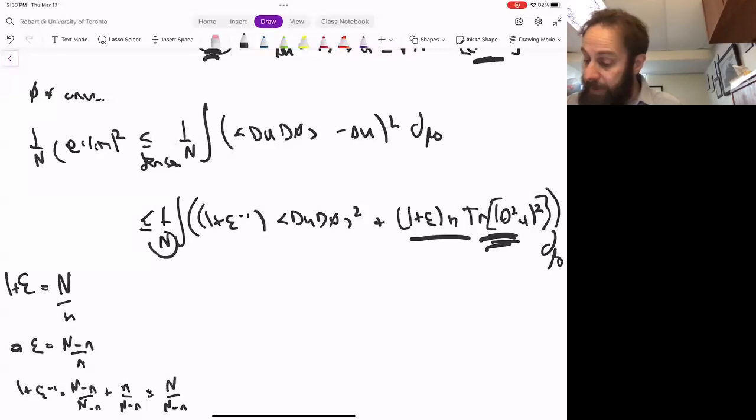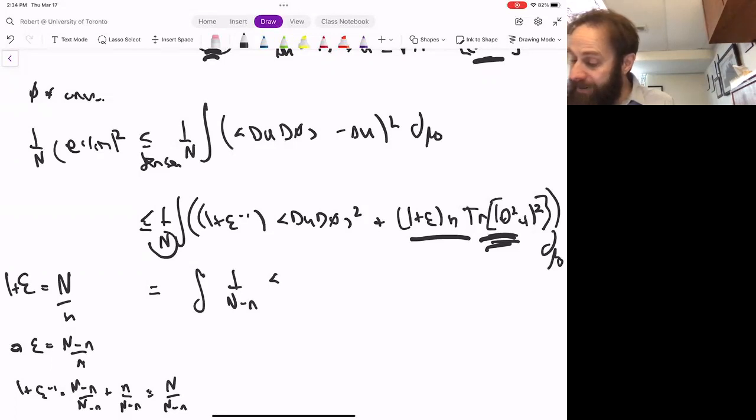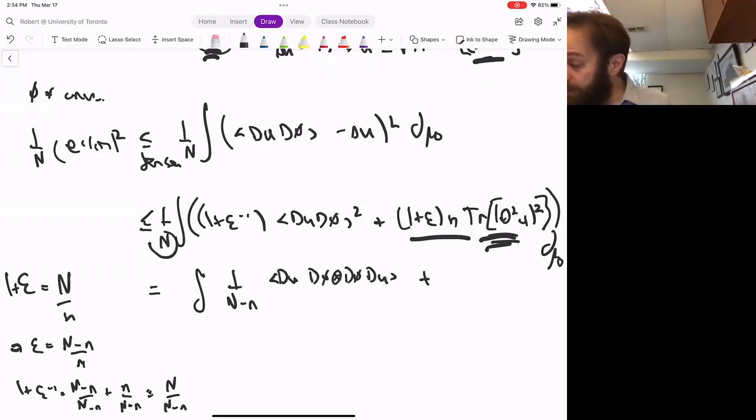So with this choice of epsilon, this becomes the integral of 1 over N minus n. Maybe a better way to write this is du d phi tensor d phi du. And then this becomes the trace, with a coefficient 1 in front of it, of d2u squared.